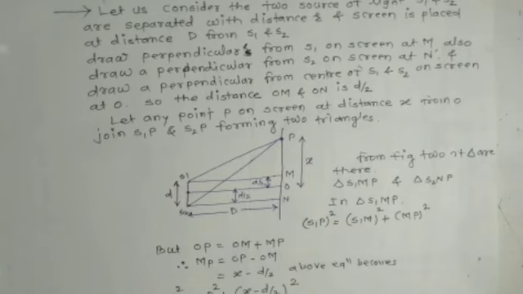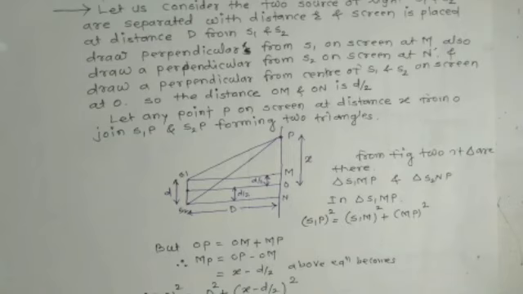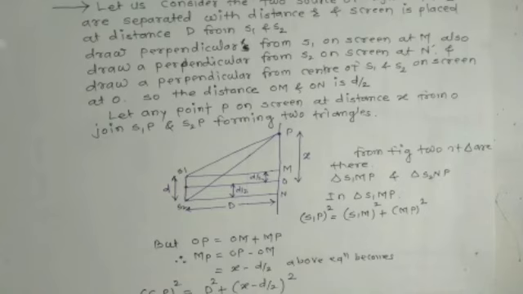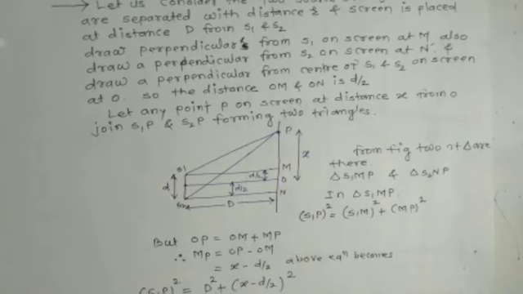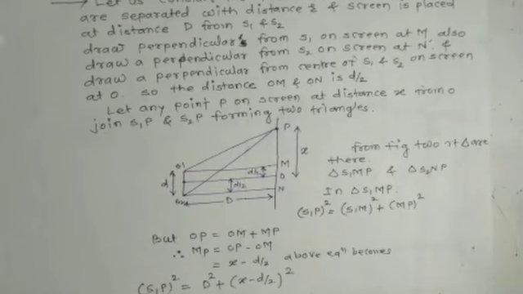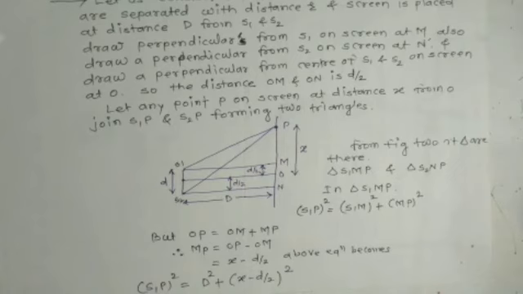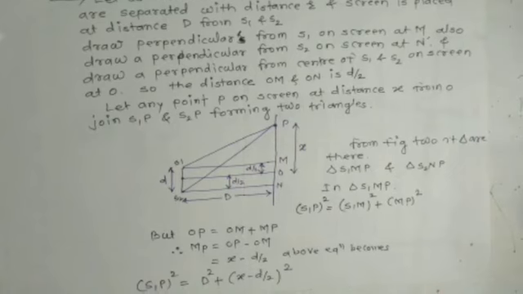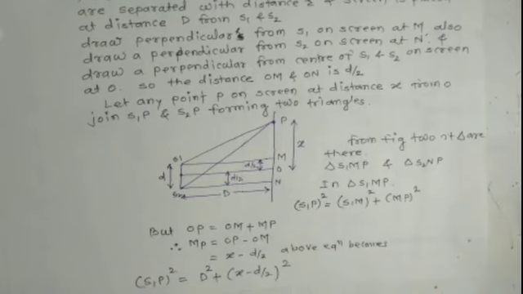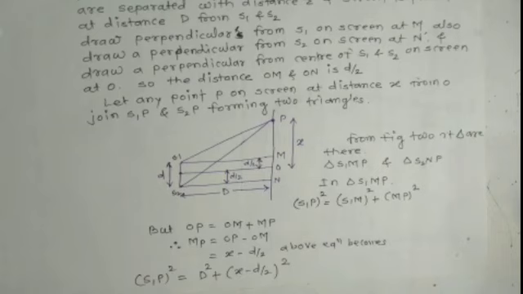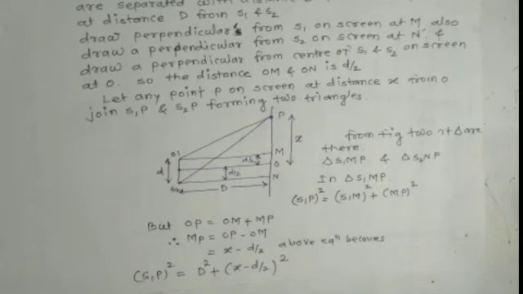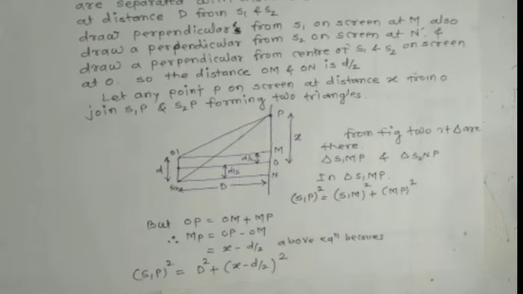They are triangle S1MP and triangle S2NP. In triangle S1MP, S1P square equal to S1M square plus MP square. But OP equal to OM plus MP, so MP equal to OP minus OM. So MP equal to x minus D upon 2. The above equation becomes S1P square equal to capital D square plus (x minus D upon 2) square.